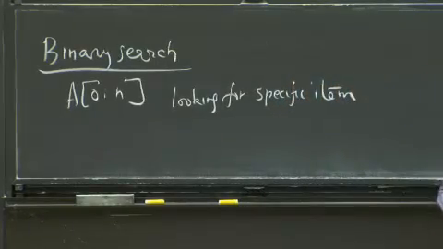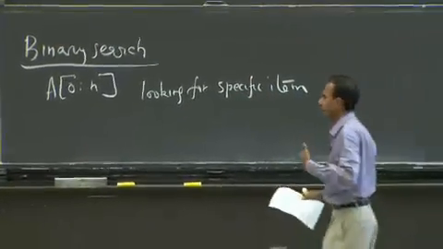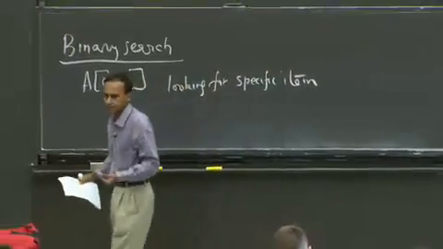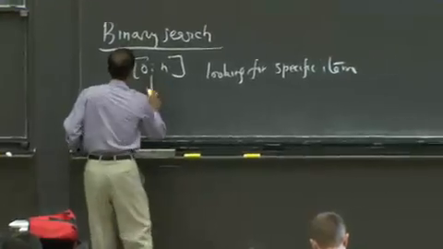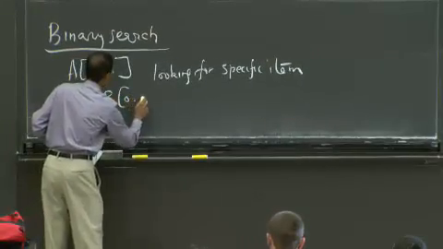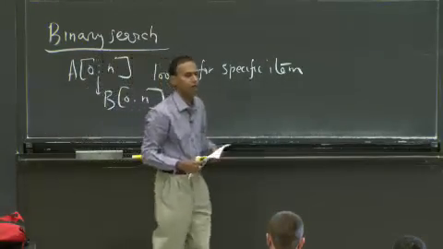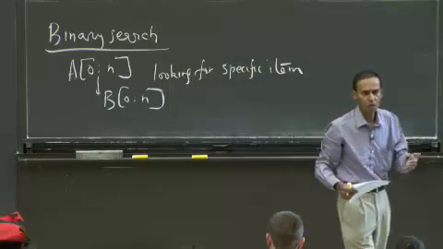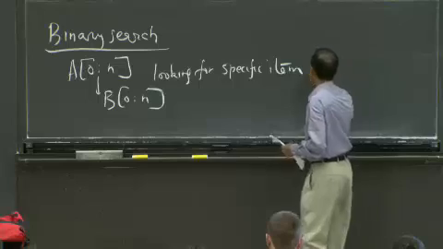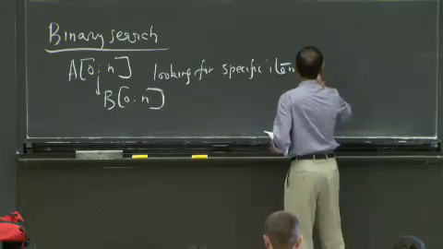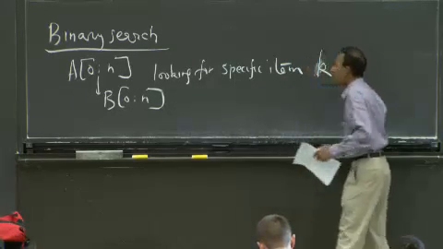You could obviously scan the array, and that would take you linear time to find this item. If the array happened to be sorted, then you can find this in logarithmic time using what's called binary search. Okay? And binary search, let's say you're looking for a specific item, let's call it K.